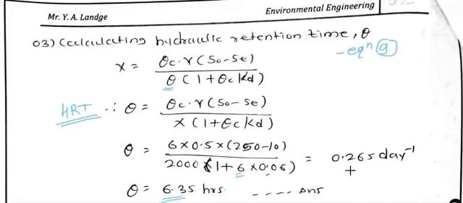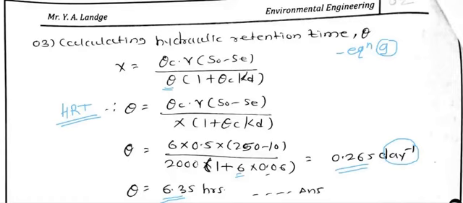Because you got this value in terms of what? Day. We convert this into time, hours. So we have our 6.35. So the value of the mean cell residence time is 6, and the hydraulic retention time is 6.35.